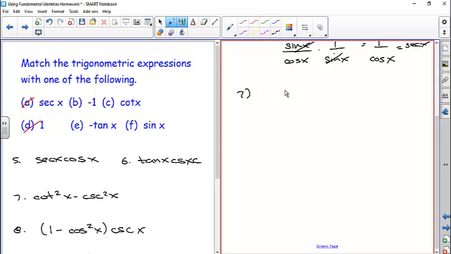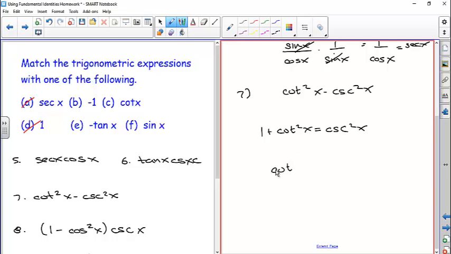But okay, next one we got is cotangent squared of x minus cosecant squared. Because these are squared, it's most likely that one of the Pythagorean identities. The one that involves cosecant and cotangent says that 1 plus the cotangent squared of x equals the cosecant squared of x. So I could substitute that into there.